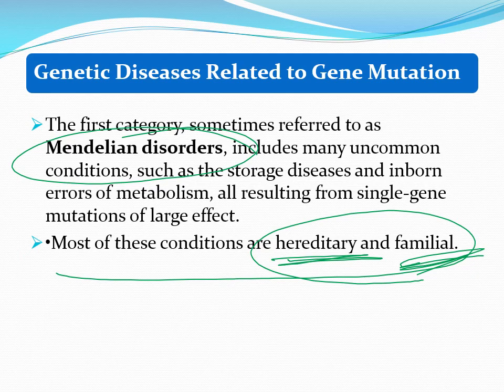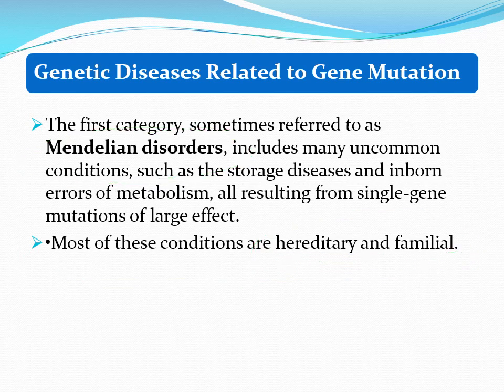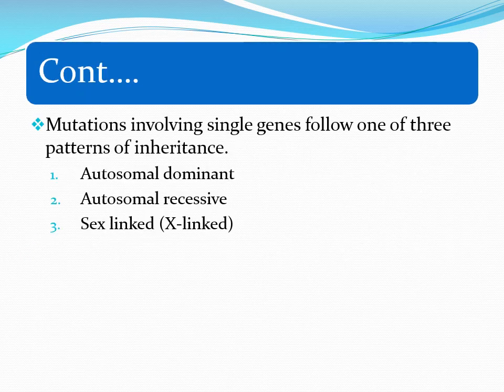But to insist, if they affect somatic cells, they will not be transmitted. I insisted on hereditary and familial because most hereditary diseases are due to gene mutation. Gene mutations can further be classified into 3 patterns, or they can occur in 3 patterns. We can have those which are autosomal dominant, or autosomal recessive, or sex linked.